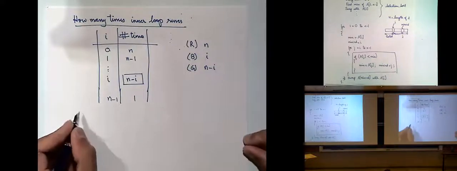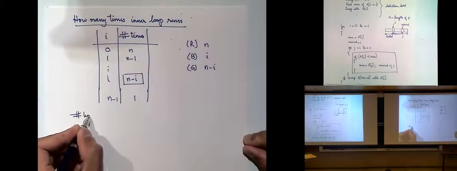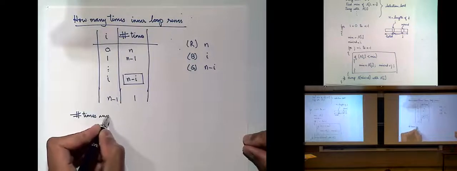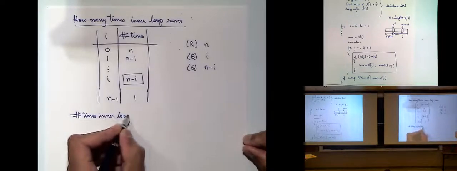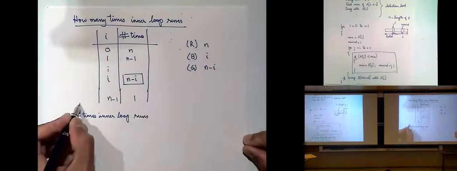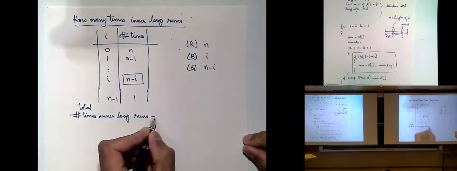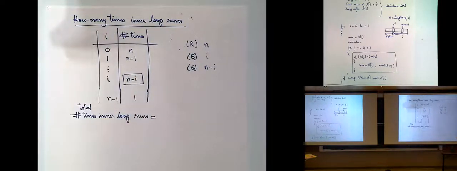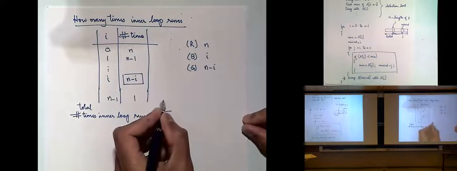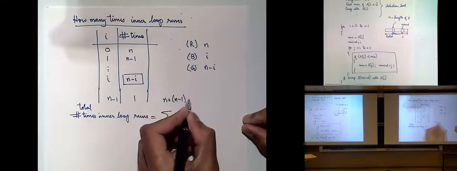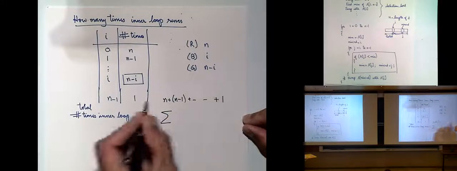And so when i is equal to n, which is the last iteration, or technically n minus 1, then the number of times this runs is 1. So this is exactly how many times it runs. And so the total number of times the inner loop runs is just the sum of these. So it's n plus n minus 1, all the way going down to 1.